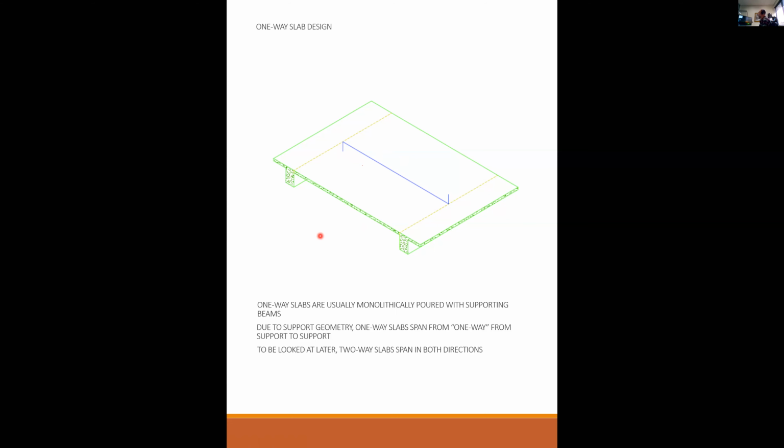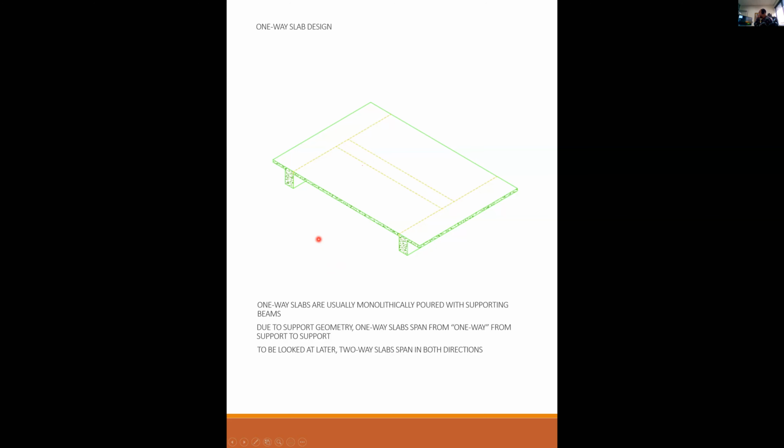To be looked at later, there's such a thing called a two-way slab, which, if you have beams on all four sides, then the concrete is spanning in both directions at the same time. That's a bit more complicated, but one-way slabs are pretty simple.